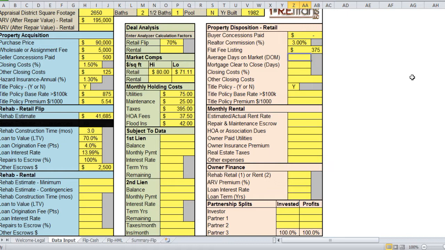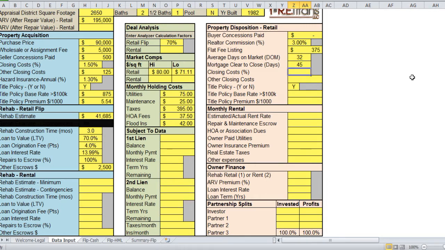For our subject property in this example, our average days on market are 32, so I'll enter that in that field. And our mortgage clear to close days, which is the time from when you receive your contract until you close it and receive funding at the title company, is 45.